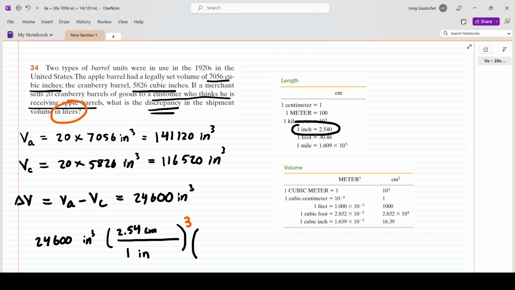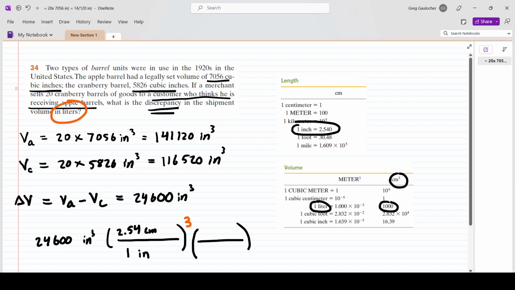We don't have liters quite yet, so we have to do one more conversion factor. Well, if we look over at the table, we can see that 1 liter is equal to 1,000 centimeters cubed. So right now our centimeters cubed is in the numerator. We therefore want to put it in the denominator of our conversion factor. So we're going to put centimeters cubed down here. We're going to put our target unit of liters up here. And from the table, as noted, 1 liter is 1,000 centimeters cubed.